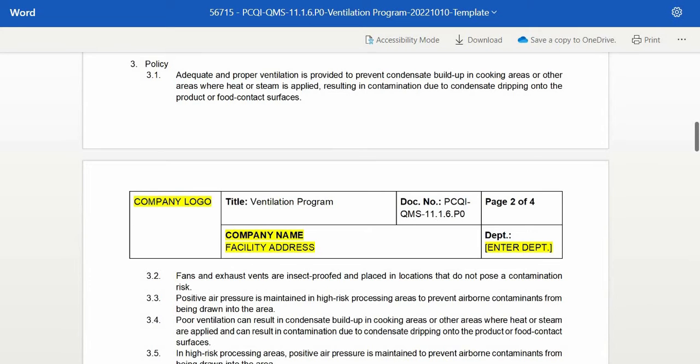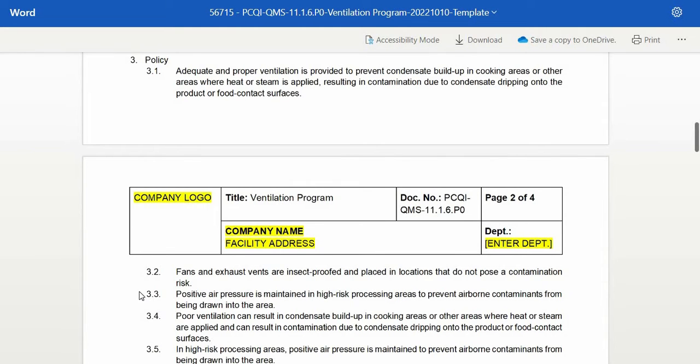First, adequate and proper ventilation is provided to prevent condensate buildup in cooking areas or other areas where heat or steam is applied, resulting in contamination due to condensate dripping onto the product or food contact surfaces. Second, fans and exhaust vents are insect-proofed and placed in locations that do not pose a contamination risk. Third, positive air pressure is maintained in high-risk processing areas to prevent airborne contaminants from being drawn into the area.